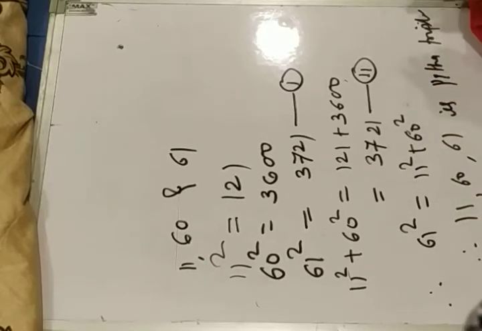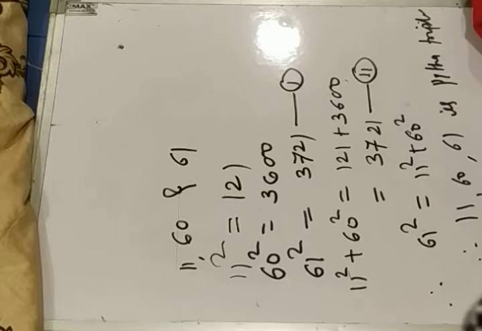Okay, so verify whether 3, 4, 5; 5, 12, 13; 8, 15, 17; 24, 25, 27 are Pythagorean triplets or not. Okay. Then the second topic is the property of the 30, 60, 90 degree triangle.